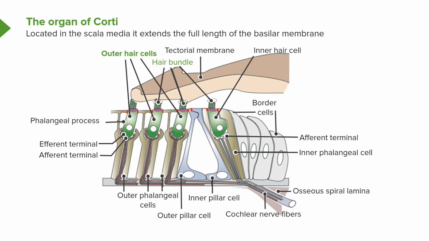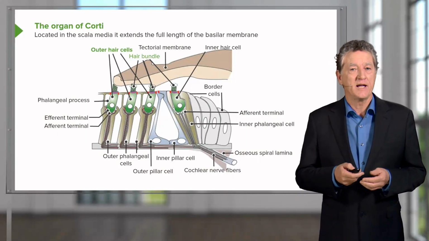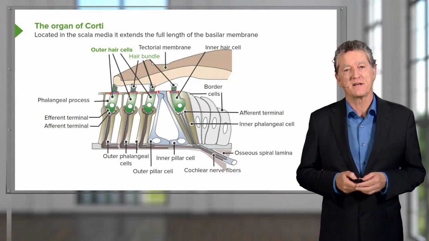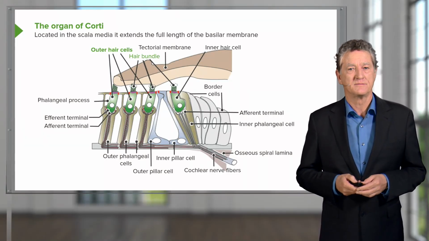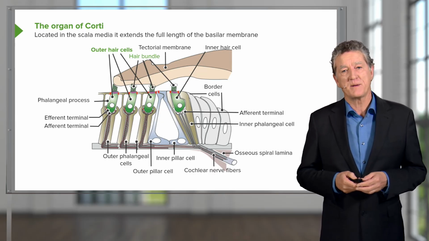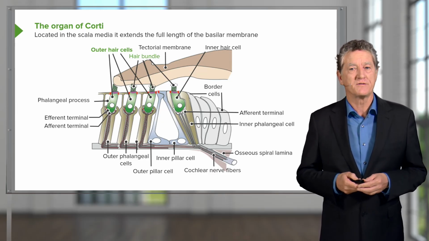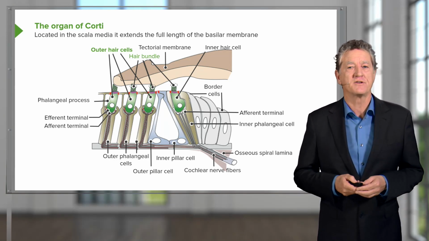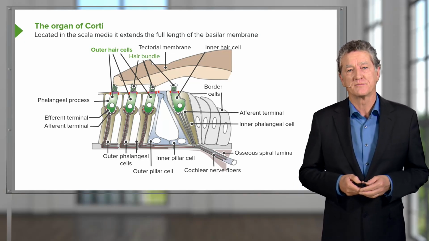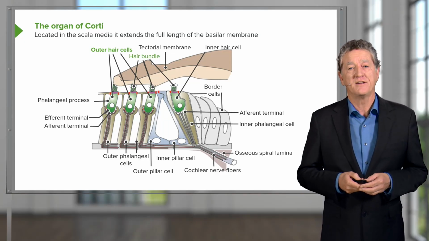The afferent terminals are, again, from the ganglion cells in the spiral ganglion. They're going to take information back to the central nervous system from impulses that these hair cells will send down those afferent nerve fibres. These cells sit on the basilar membrane. And the basilar membrane and the organ of Corti itself is attached to the spiral lamina. It's a thin projection from the modiolus bone. So on the base is the basilar membrane.